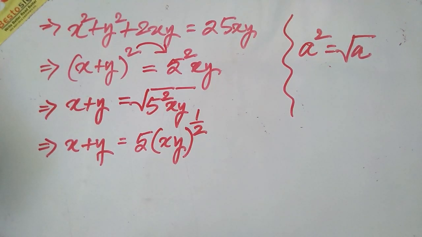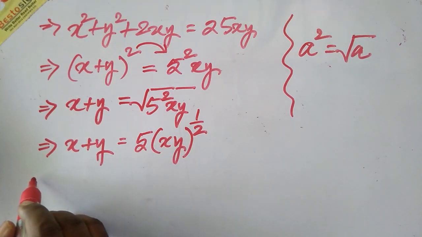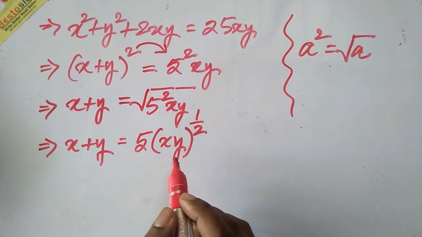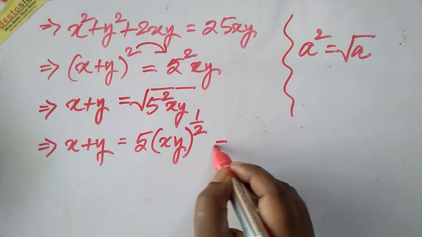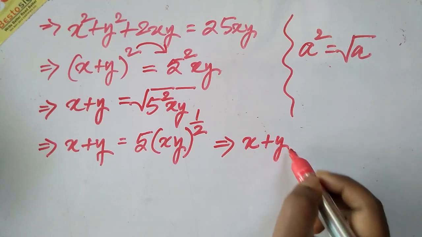Right? It is written as 1 by 2. Now these are the rules that we have learned earlier. Now let us simplify this. We have to find xy, so xy will become the subject. I will do it right on this side. So this will become x plus y.